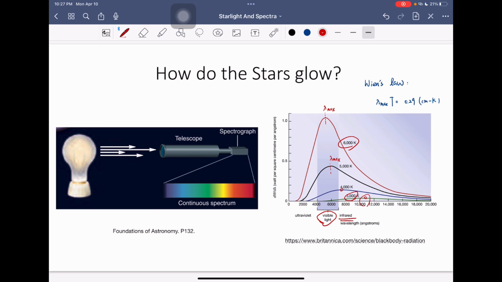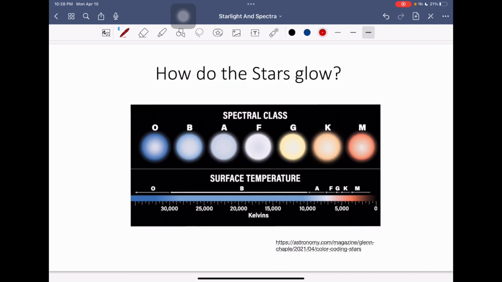Thus, we have a useful relationship between the most intense wavelength, which we call lambda max, and the object's absolute temperature. And this is called Wien's law. It says that with higher temperature, the most intense wavelength will be shorter. And this causes a continuous change in the appearance of stars. Hotter stars are bluer, and cooler stars are redder.